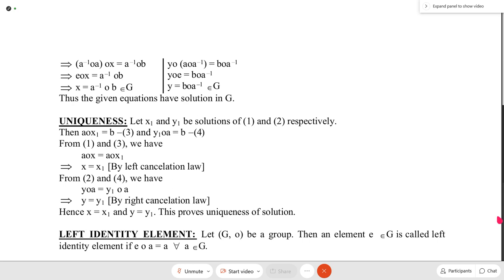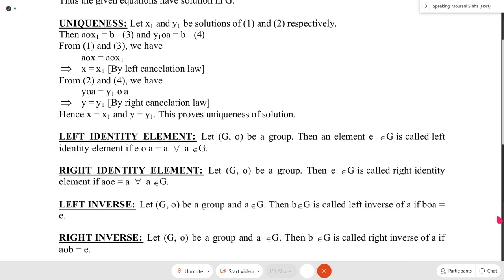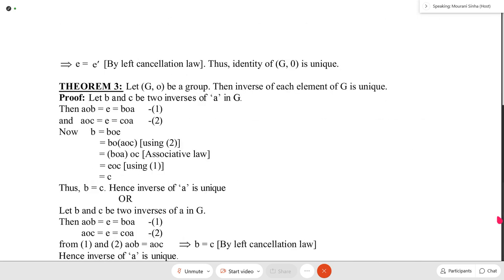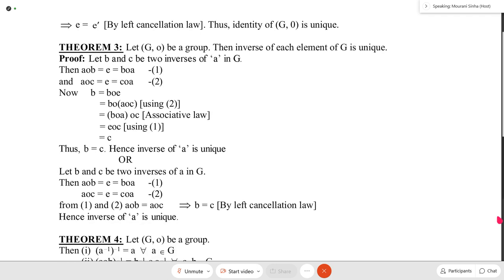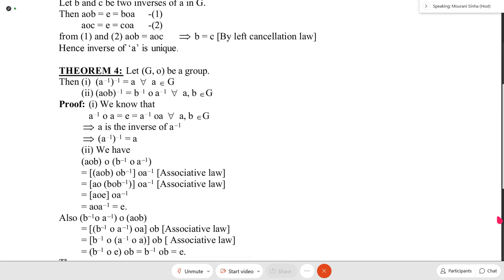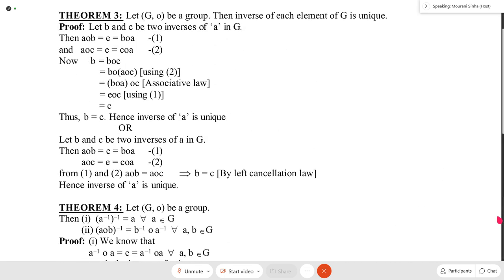Then there are some theorems, that your inverse is unique. Then another: identity is unique. Theorem 6 says that inverse is unique. Inverse of inverse gives you back the element. You don't need the proofs. Just go through the statements of the theorems. That's all.